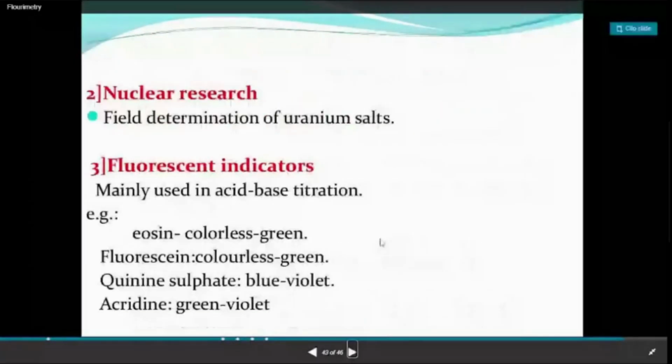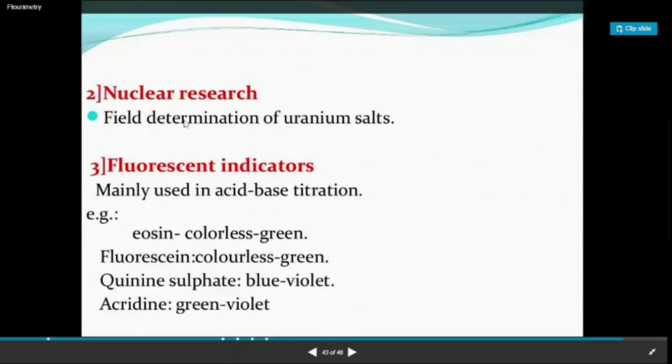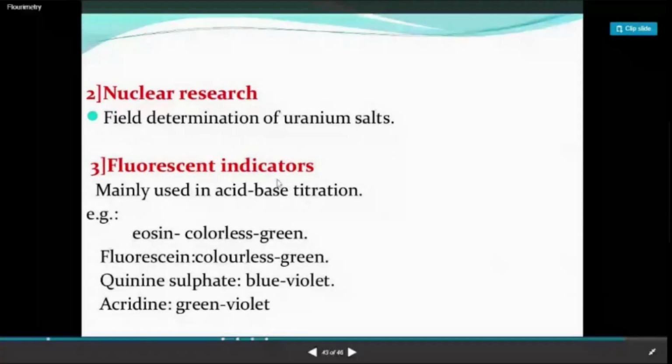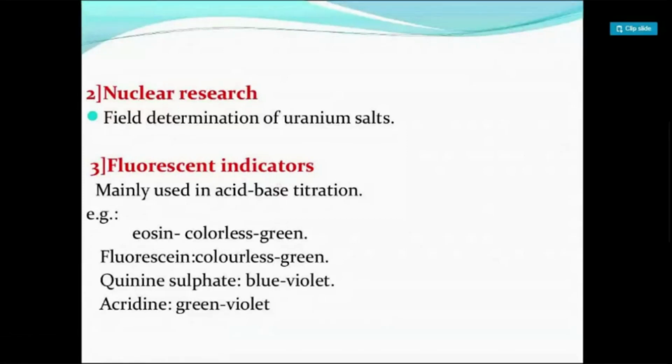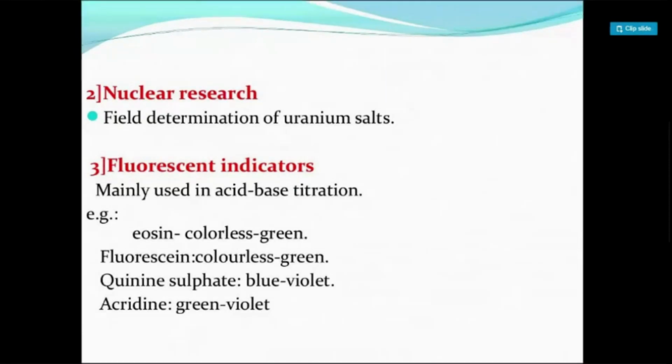Now, in nuclear research, the electromagnetic radiation coming from the nuclear material is responsible for causing fluorescence. So in that field, determination of uranium salts can be done by a fluorescent substance. Fluorescent indicators are mainly used in acid-base titration, which gives you the end point at a certain pH. We have seen that if you change the pH, if you change the circumstances, the fluorophore will change. So appearance or disappearance of the fluorescent color is an indicator of the end point.